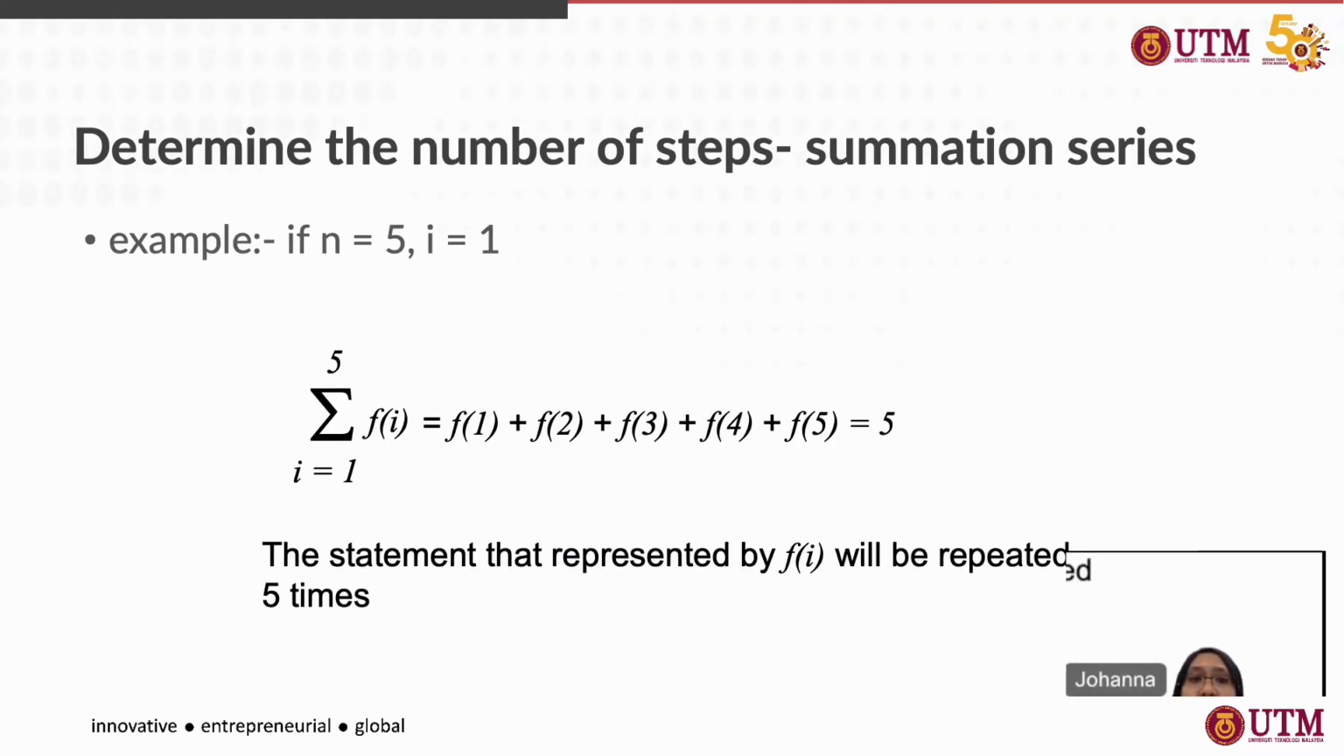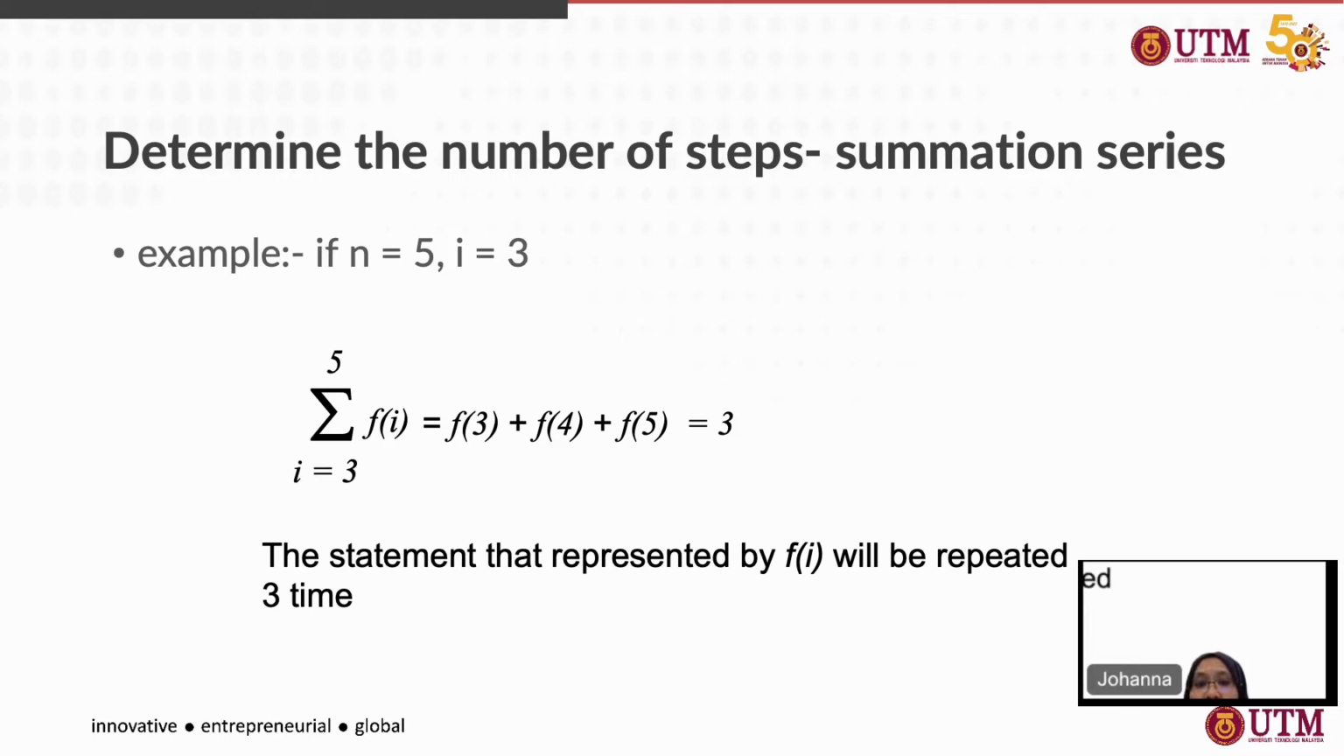Now let's see this example. We initialize n equal to 5, and i starts with 0. So we sum up to 5, meaning that we have 1, 2, 3, 4, and 5. So we get 5. The statement represented by f(i) here will be repeated 5 times.